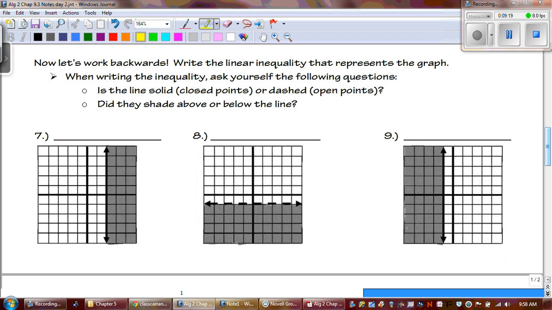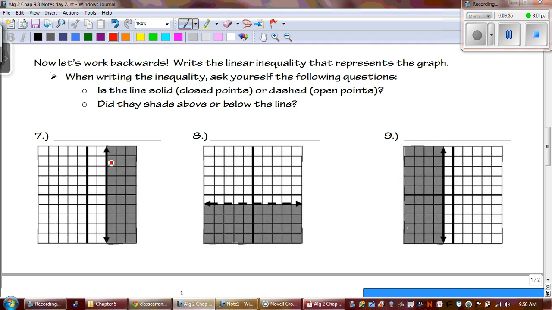Write the linear inequality that represents the graph. When writing the inequality, ask yourself the following question. Is the line solid, closed points, or dashed, open points? Did they shade above or below the line? So let's do a couple together.